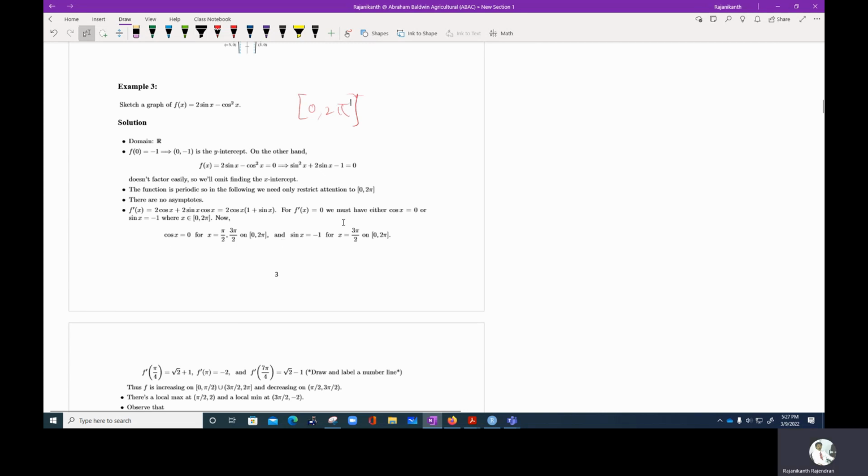We need some trigonometry to solve this equation for x, because these are trig functions, right? So please go through the trig function problems you learned earlier to solve the equation. Okay, so the first derivative function here is 2 cosine x plus 2 sine x times cosine x.